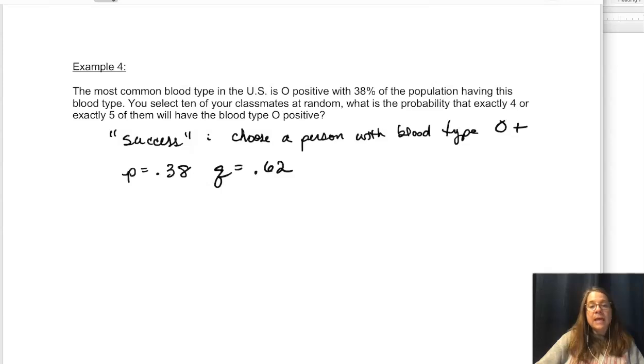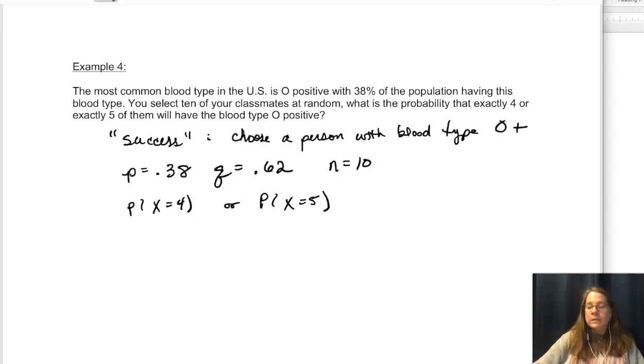It says you select 10 of your classmates. That's the number of independent trials. Each person's blood type is independent of the others. What is the probability that exactly 4 or exactly 5 have blood type O positive? We will compute these separately and then we will add our answers together.